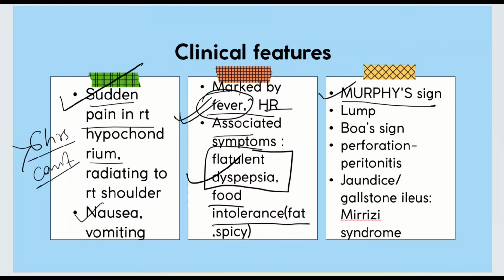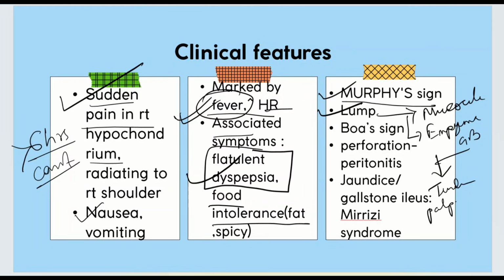You can find a lump over the right hypochondrium. In which cases will you find a lump? A lump is found in case of complications of acute cholecystitis, empyema GB or mucocele of GB. So if the patient has developed mucocele of GB or empyema, that means the bile is now infected, empyema GB. In these two cases, you may find a tender, palpable GB on examination.